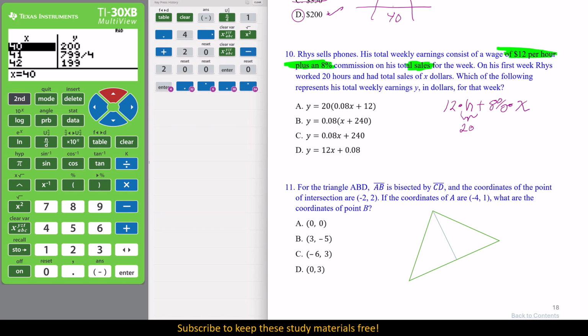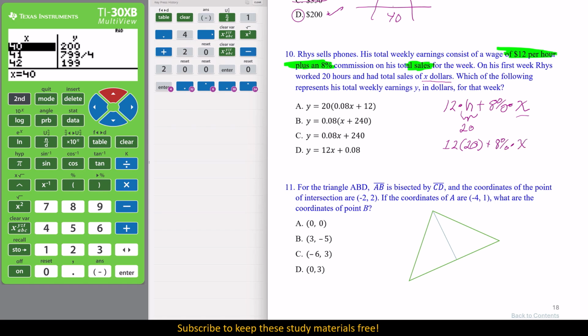Okay. And has total sales of X. Well, we already have that. Which of the following represents his total weekly earnings Y in dollars for that week? Okay, so we need something that says 12 times 20 plus 8%.